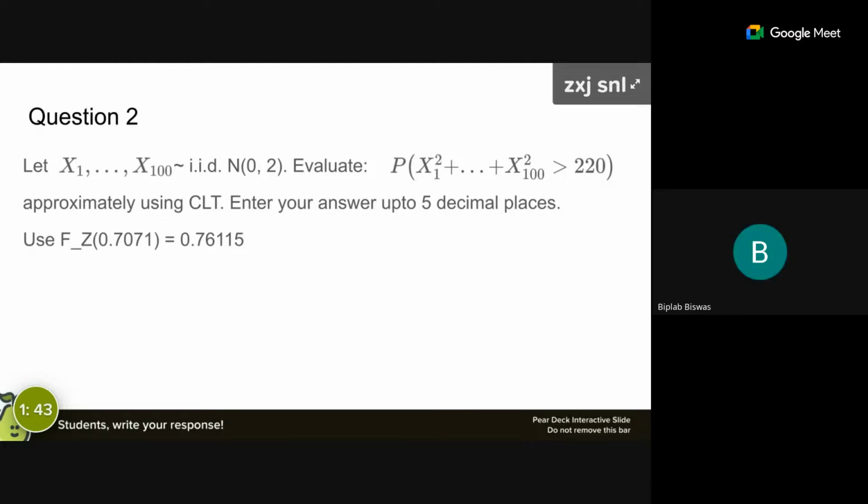Ma'am, just asking one doubt. Here the y is equal to x1 square plus that series, the square series, right? That is the y. Yes. So, yeah, okay.